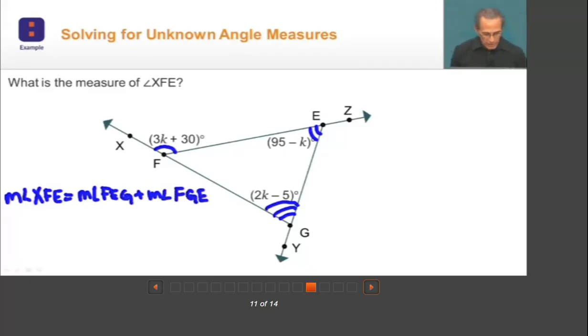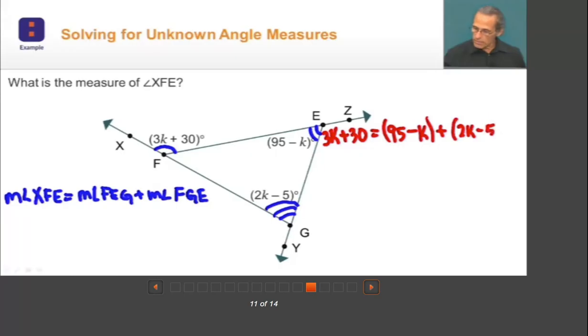Now, let's substitute in their expressions. So what does this give us? Well, this gives us 3K plus 30 is equal to 95 minus K plus 2K minus 5. And if we combine terms, we end up with 3K plus 30 is equal to 95 minus 5 is 90. Negative K plus 2K is plus K.